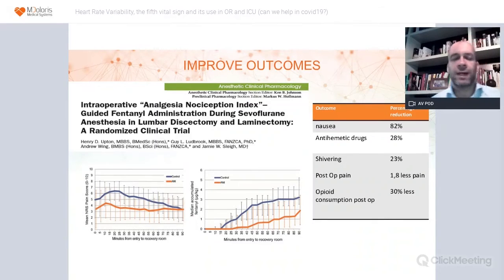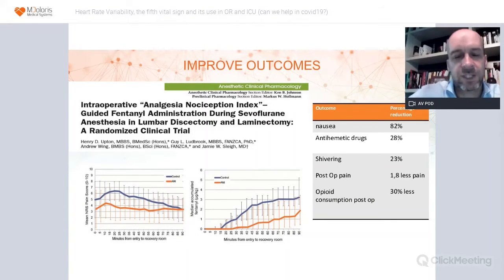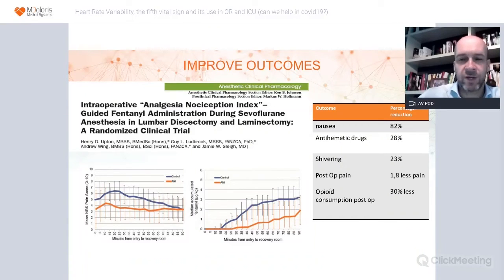And that was proven. And this is the second article that I told you. So you have to have in mind the Funke and Upton studies. With those two studies, you really will solve any problem. This one was published as well in 2017 in Anesthesia and Analgesia, and was spinal surgery with sevoflurane and fentanyl. What they did was very simple. One group was guided with ANI, trying to maintain it between 50 and 70, and the other group was just guided by hemodynamics. And they looked at the NRS scores afterwards, post-operatively.